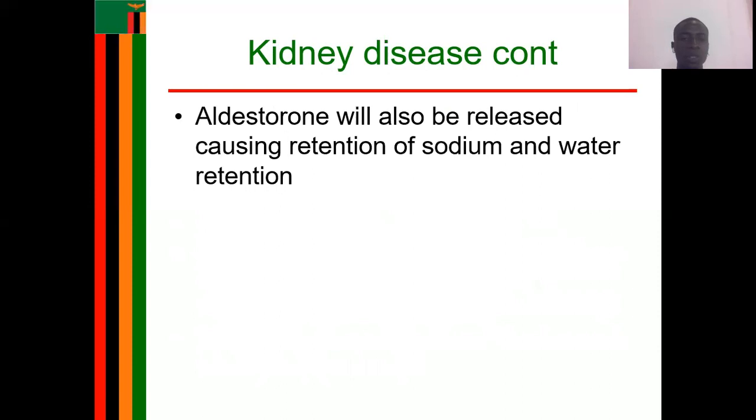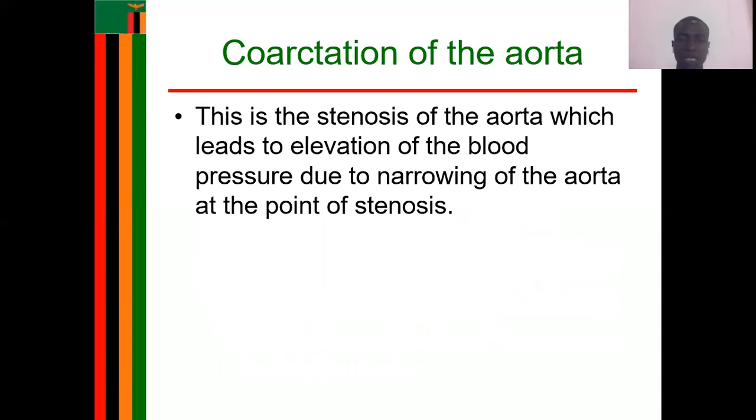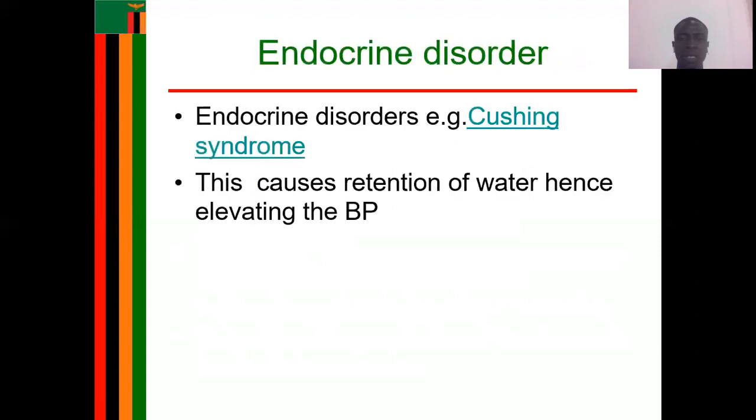Also, because of all that, a hormone will be released, causing retention of sodium and water, increasing circulatory volume, which can also cause hypertension. Stenosis of the aorta can also lead to elevation of blood pressure due to narrowing of the aorta at the point of stenosis. Also, endocrine disorders such as Cushing syndrome cause retention of water, hence elevating the blood pressure.